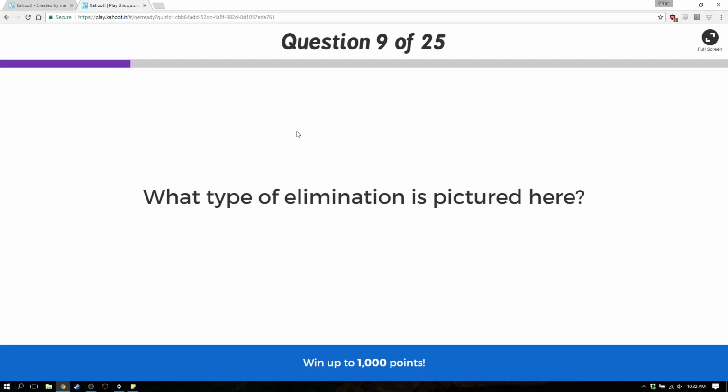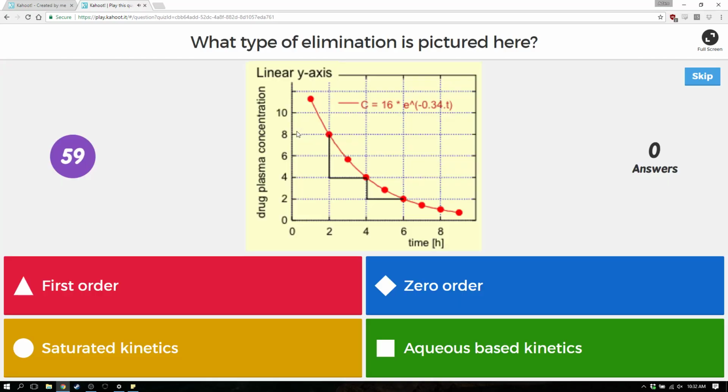Okay, what type of elimination is pictured here? Don't worry about this math up here, it's not really germane to our discussion.